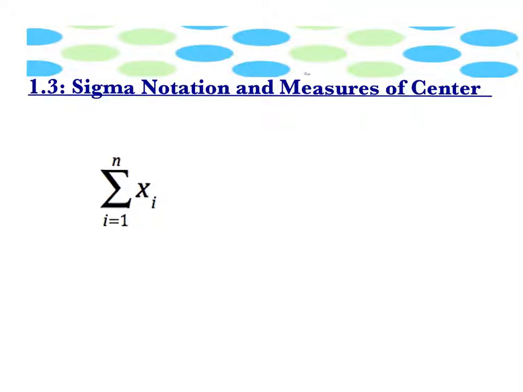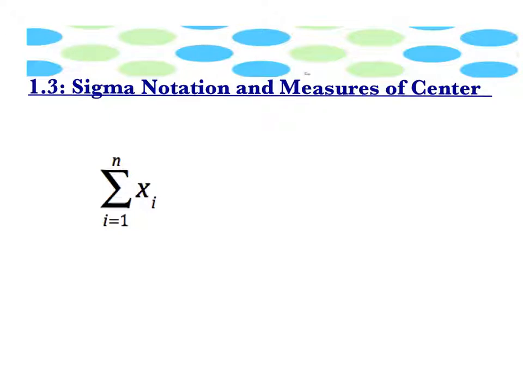Hi, this is the third section in the first unit. We're still in univariate data, and we are going to talk about sigma notation and measures of center. So first we're going to tackle sigma notation, and it's going to become obvious as to why as soon as we define measures of center.